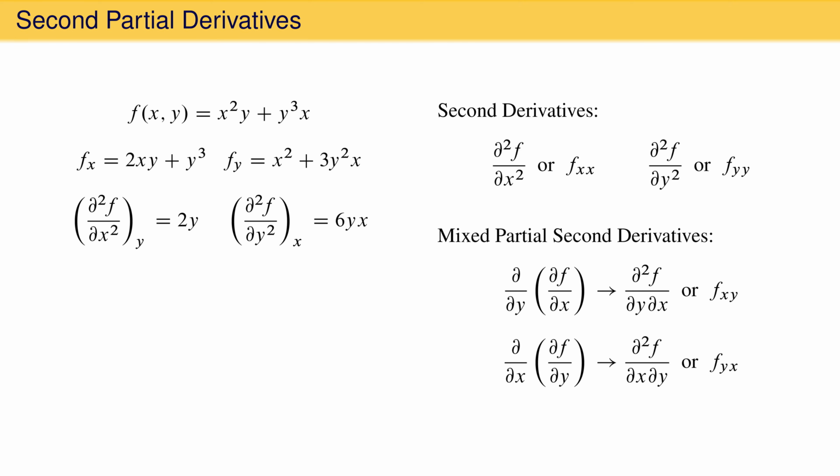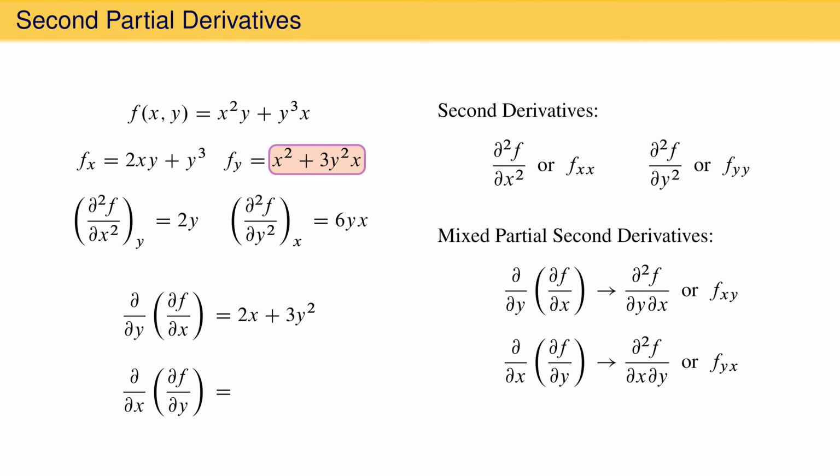Applying this to our example function, the partial derivative with respect to y of the partial derivative with respect to x, which we already have evaluated, is 2x plus 3y squared. While evaluating this derivative, x was treated as a constant because the derivative was being taken with respect to y. Likewise, we can evaluate the partial derivative with respect to x of the partial derivative of f with respect to y, which we already know, to obtain 2x plus 3y squared. In this evaluation, y has been treated as a constant because the derivative was with respect to x.